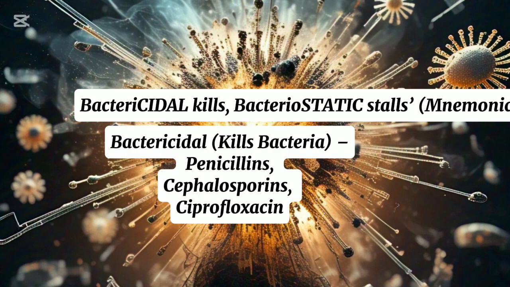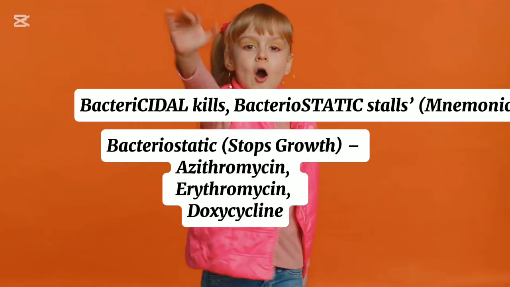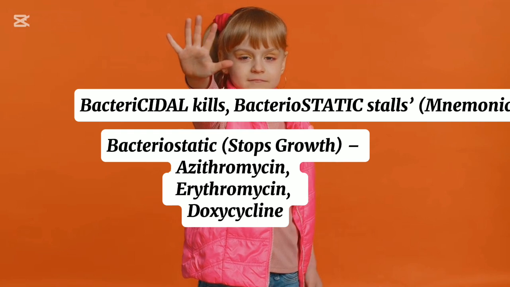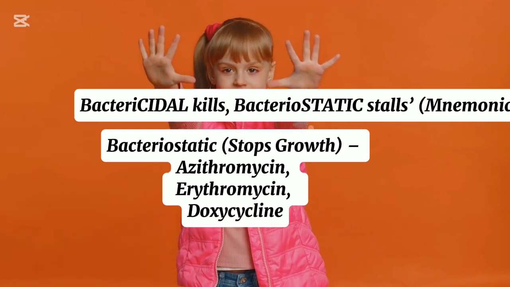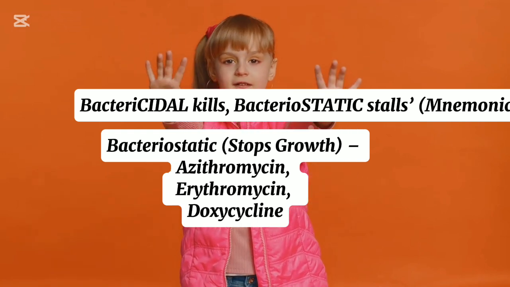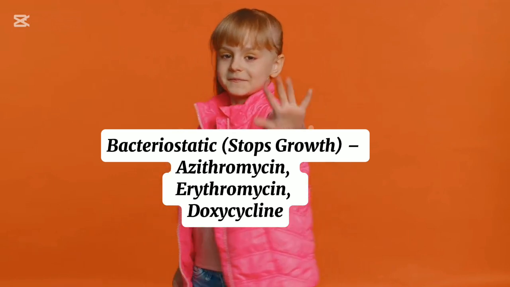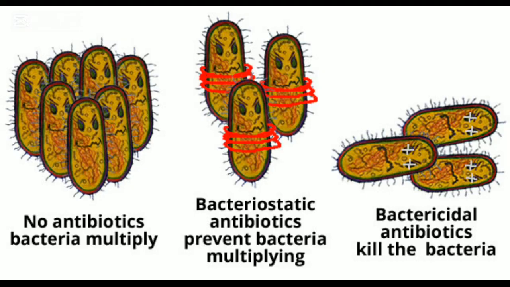Bactericidal kills bacteria. Example: beta-lactams, penicillins, cephalosporins, fluoroquinolones, ciprofloxacin. Bacteriostatic stops growth and lets the immune system finish the job. Example: macrolides, azithromycin, erythromycin, tetracyclines, doxycycline. So, just remember, bactericidal kills, bacteriostatic stalls.